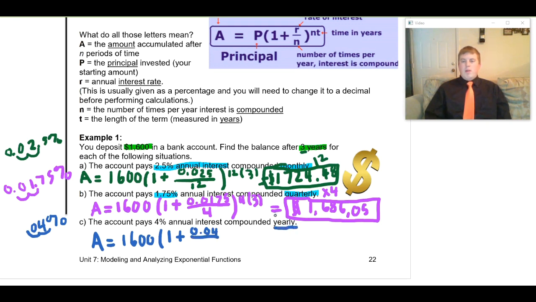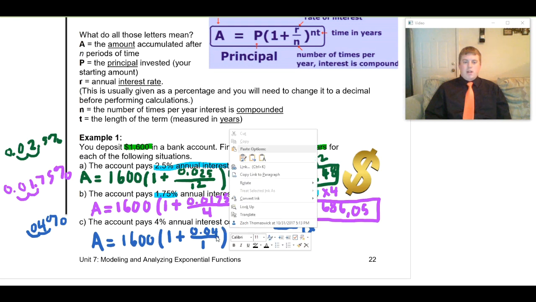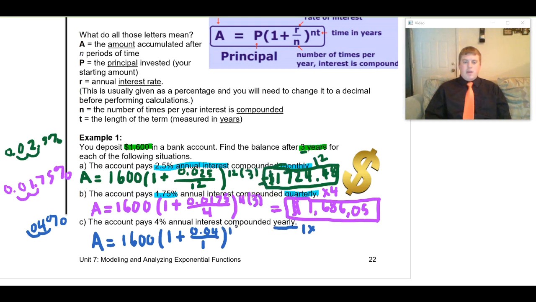Now this can throw some people off just because we tend to overthink things. If something happens yearly, that means it's happening just 1 time a year. So my N is going to just simply be 1. And I'm going to plug in a 1 both on the bottom and as the first part of my exponent. I'm going to multiply that 1 times our T, which is still the 3 that we've had. And I'm going to plug this into my calculator. When I plugged this into my calculator, I found that this was $1,799.78.